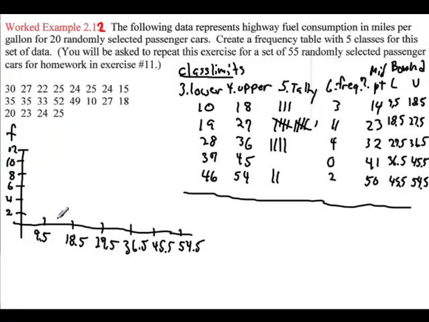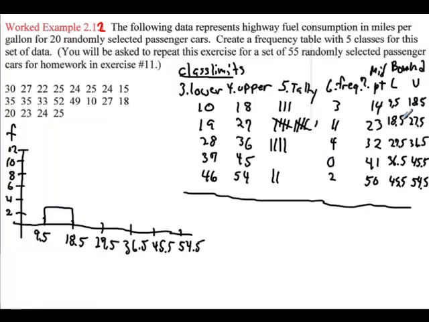And all we have to do is just draw a box, and the height is going to be the frequency. So for the first class, between 9.5 and 18.5, we'll make it have a height of 3. And sometimes if you're doing these by hand, you can write the frequency right on top.